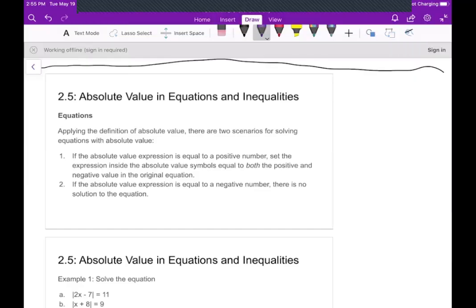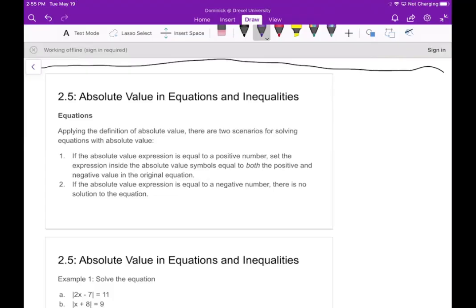Okay, guys, welcome. Today we're going to talk about how to solve absolute value equations as well as inequalities. All right, so we'll first start off with equations and then we'll work our way towards inequalities. So to solve an absolute value equation, you basically have two possibilities, right?